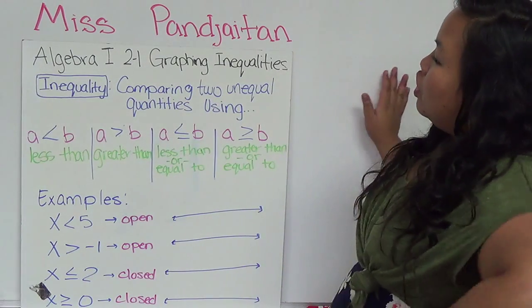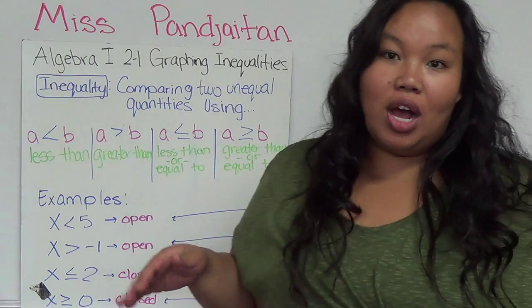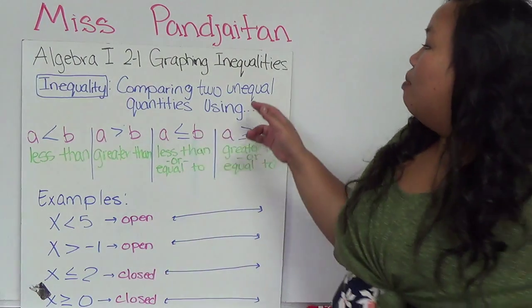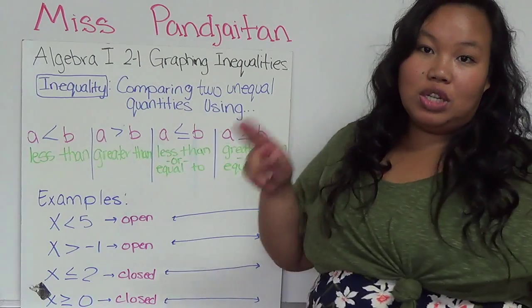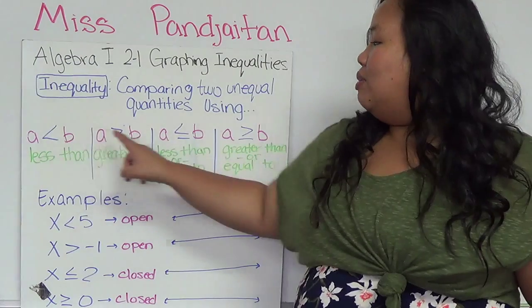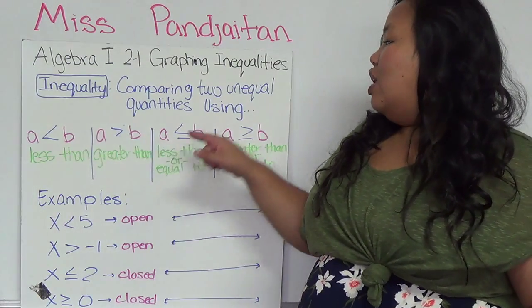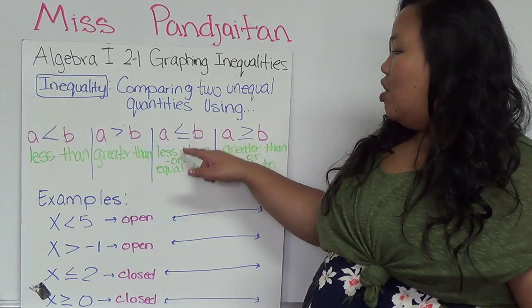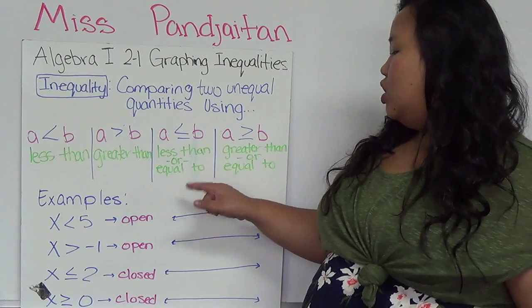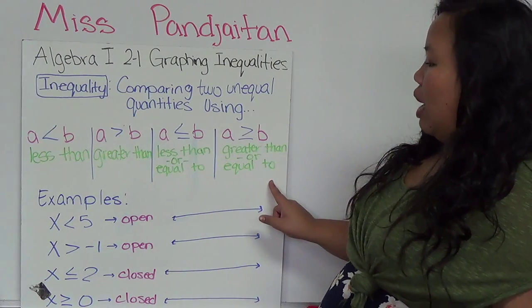When you're graphing inequalities, we need to first figure out the term inequality, which is basically comparing two unequal numbers. Two numbers that are unequal, and we're using one of these symbols: either less than, greater than, less than or equal to. That sign underneath says less than or equal to, and this sign represents greater than or equal to. Okay?